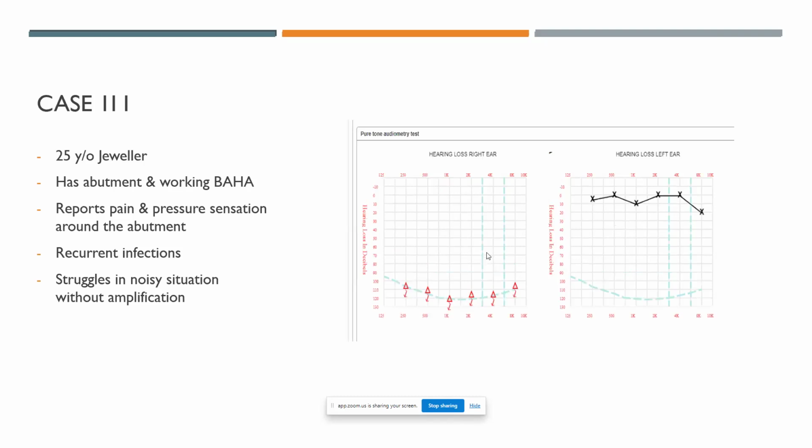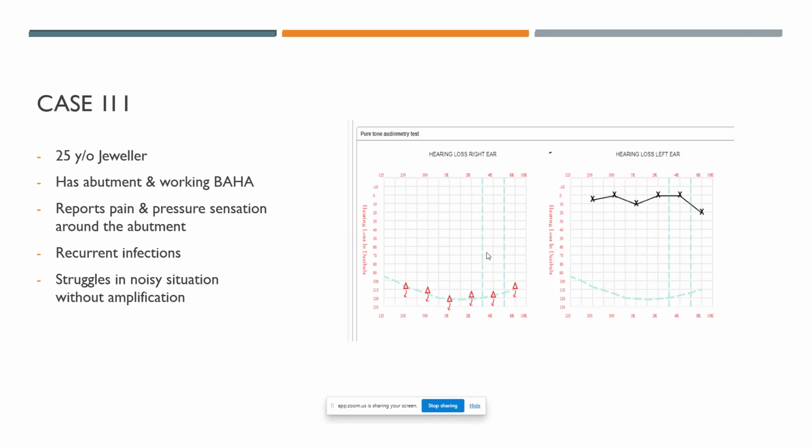And then we have a 25-year-old jeweler who was fitted a few years ago with a percutaneous Baha. He had the abutment. His processor was working well. He's taken care of it over the years. However, his biggest problem was that he kept having infections around the abutment, and he has had multiple revision surgeries where the abutment was taken out and put in again. This made him have constant pain and pressure sensation around the abutment. Oftentimes he was not wearing the processor, and he would struggle with communication in noisy situations.